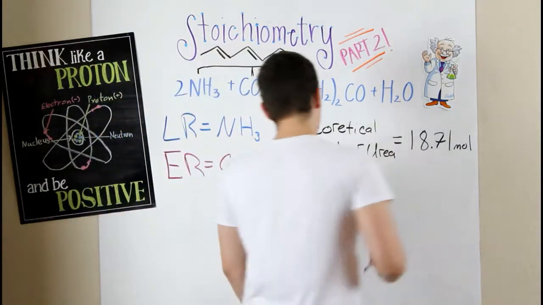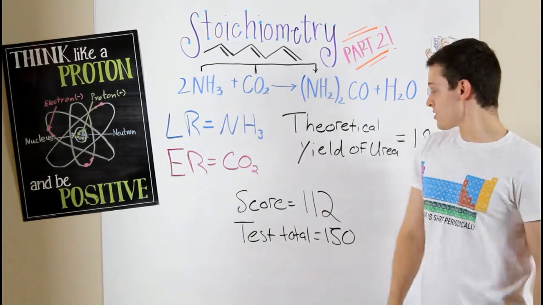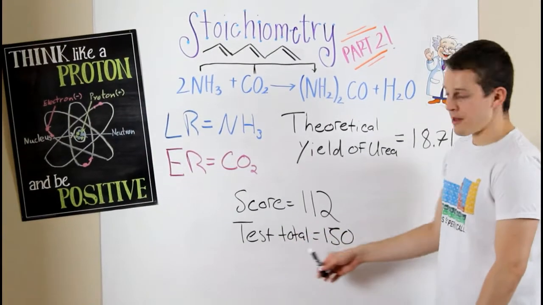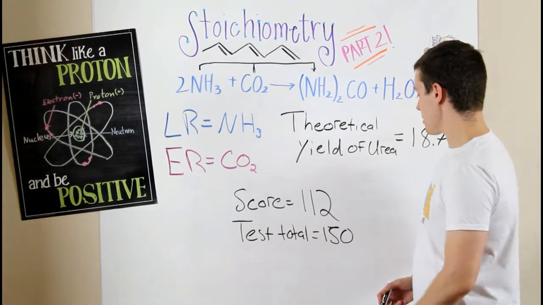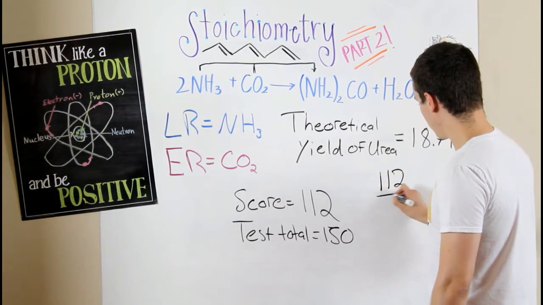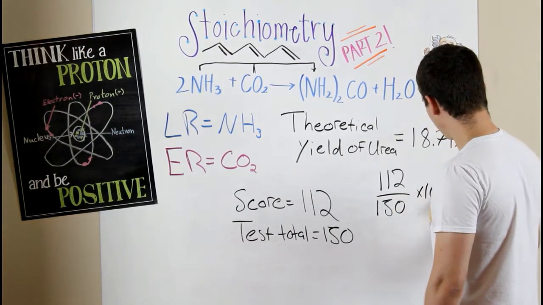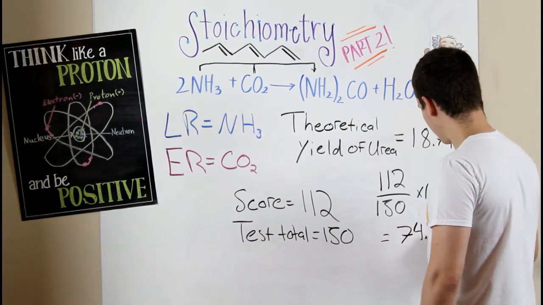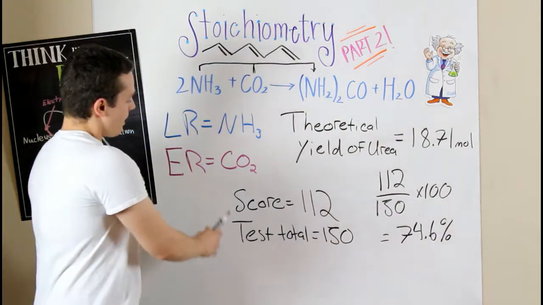It's pretty simple. In order to figure out your grade percentage in this case, you're going to take your actual score divided by the theoretical score that you could have gotten on this test and multiply it by 100. So you just take 112 divided by 150 times 100, and that's going to give you 74.6%.